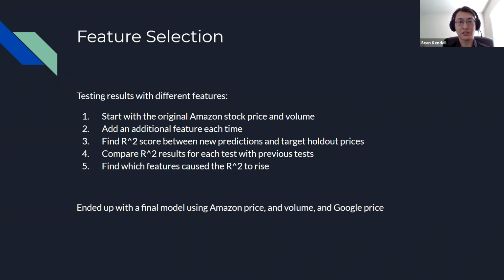To test these new features, I start with the original Amazon stock price and volume, then add an additional feature each time I go through the model, and find an R-squared score between the new predictions and the target holdout prices. I then compare these results with each of the previous tests and find out which features caused the R-squared to rise, and which one caused it to fall, and ended up with the final model using the Amazon price and volume and the Google price.